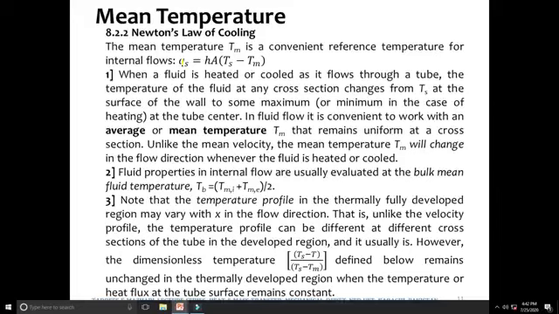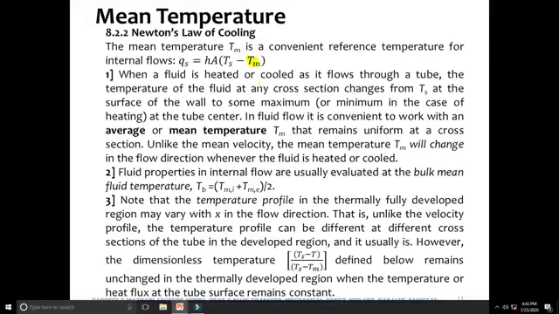The fluid which is near the inner surface would have a temperature closer to Ts, and as we move away from the inner surface and closer to the center line, the temperature would have a different value at the center line. So instead of writing Q as hA times Ts minus T infinity, it's better to use Tm.